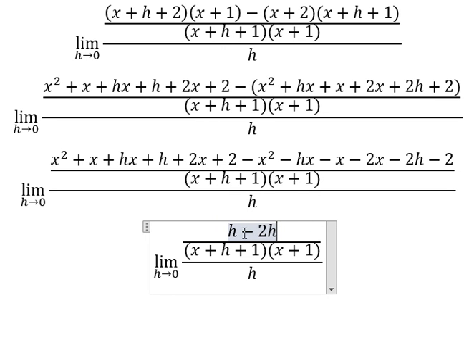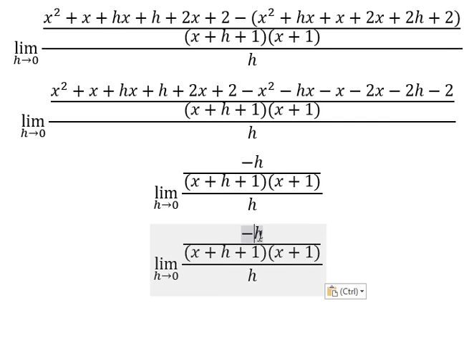Now we have h minus 2h, we have negative h. Next, h divided by h, you have number 1. So we have like this.